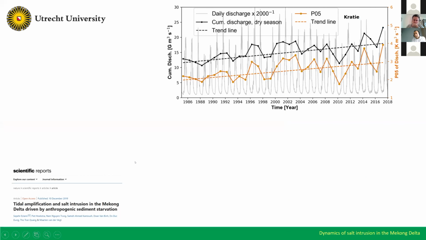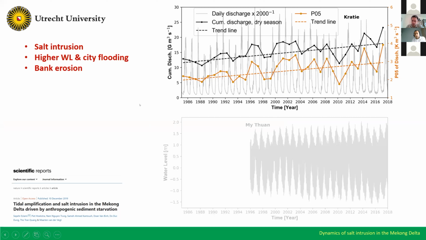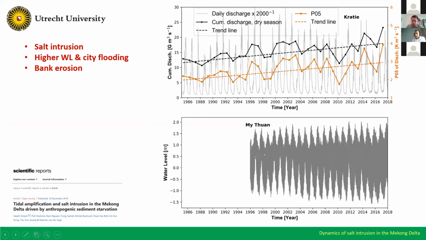If we look at the drivers of salt intrusion, very often the first thing that one would be suspicious of is actually freshwater supply and discharge. But if we look at fluvial discharge in the Mekong Delta over the last 30 years, in fact, this has been increasing. So freshwater supply has consistently increased over the last 30, 35 years.